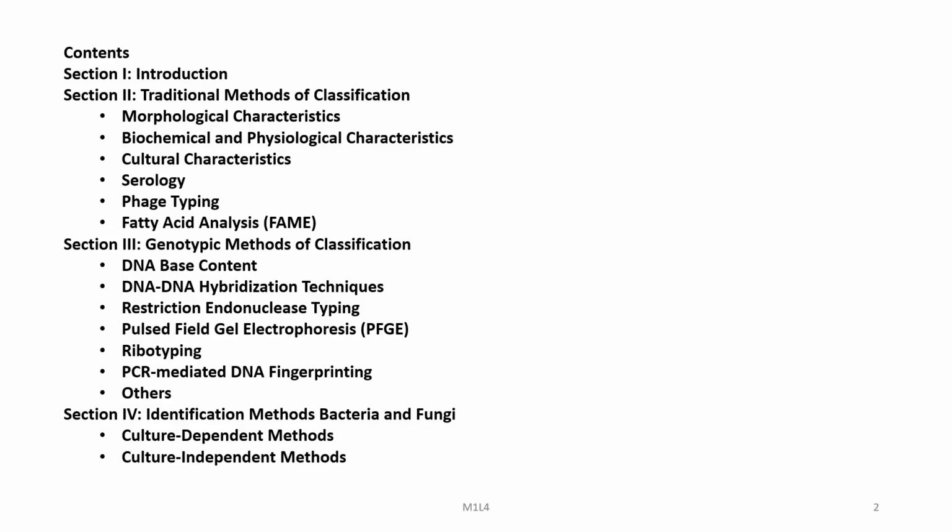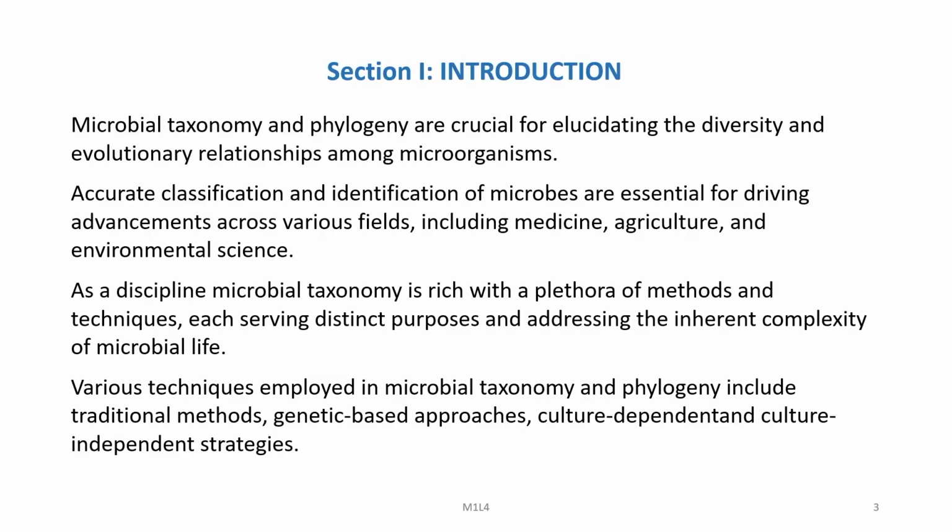Briefly, it has 4 sections, starting with introduction, then we go on to discuss traditional methods of classification, then genotyping methods of classification and identification methods for bacteria and fungi. So, let us start with a small introduction to taxonomy and phylogeny and why they are crucial for elucidating the diversity and evolutionary relationship among microorganisms.